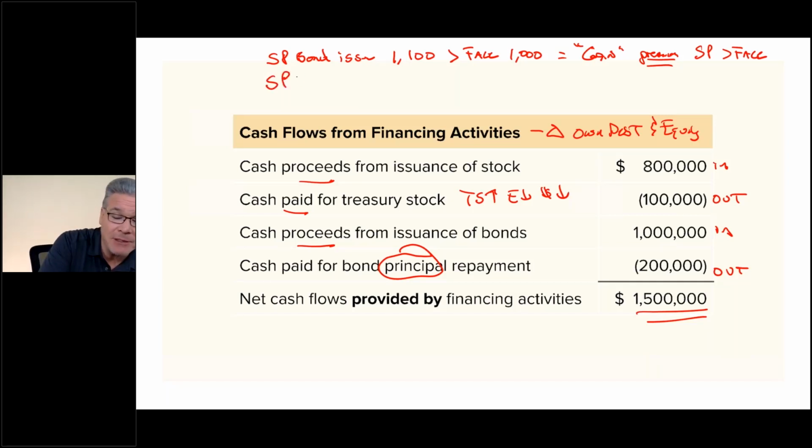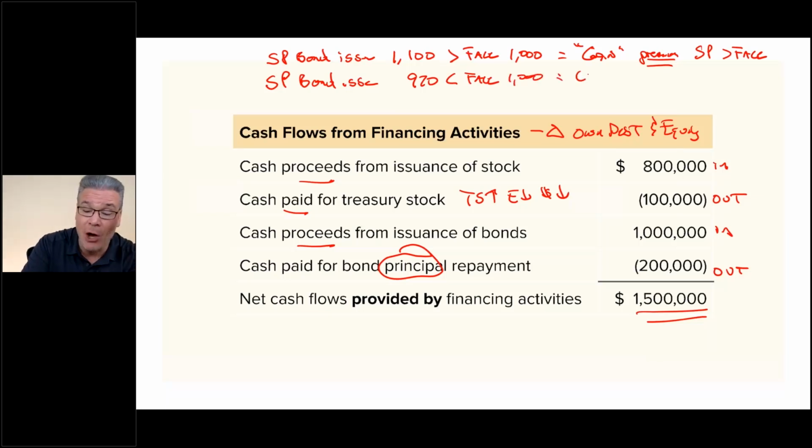If the selling price of that bond, we issue it for $970, less than the face value of $1,000. Well, folks, that's really a loss. That sucks. You got to repay $1,000, but you only got $970. So anytime a bond is issued at a discount, which is really a loss, we know our selling price is less than our face value.